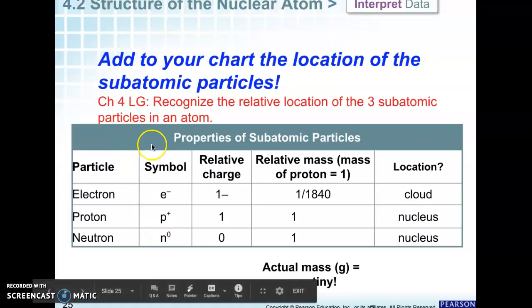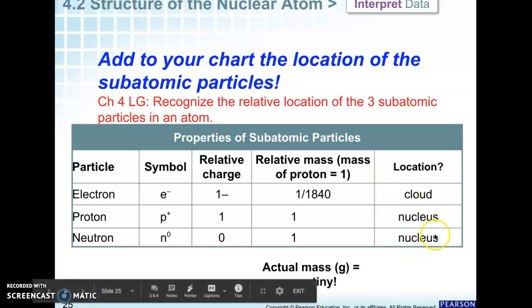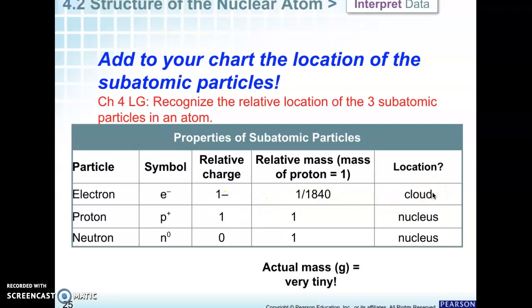And then this is the other part that you want to add. This is the chapter 4 learning goal, where we recognize the relative location of the three subatomic particles in the atom. And that's this last column right here. So you want to add that to the table from before. The electrons are found in the cloud. The cloud is just the region around the nucleus. Sometimes it's called the electron cloud. And then the protons and neutrons are found in the nucleus.